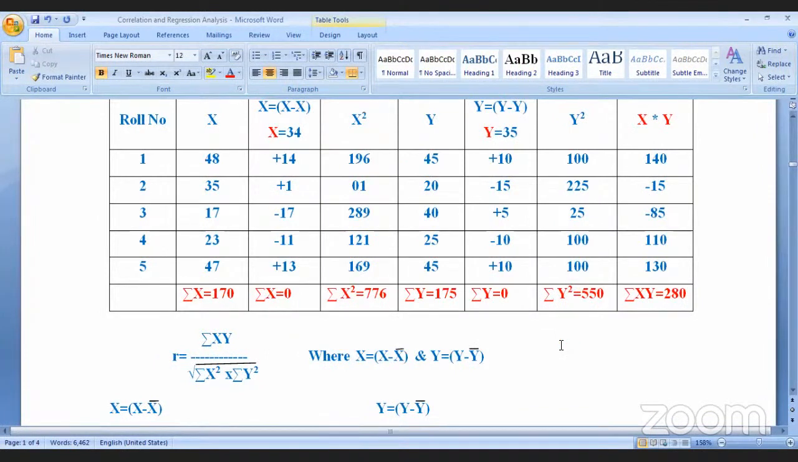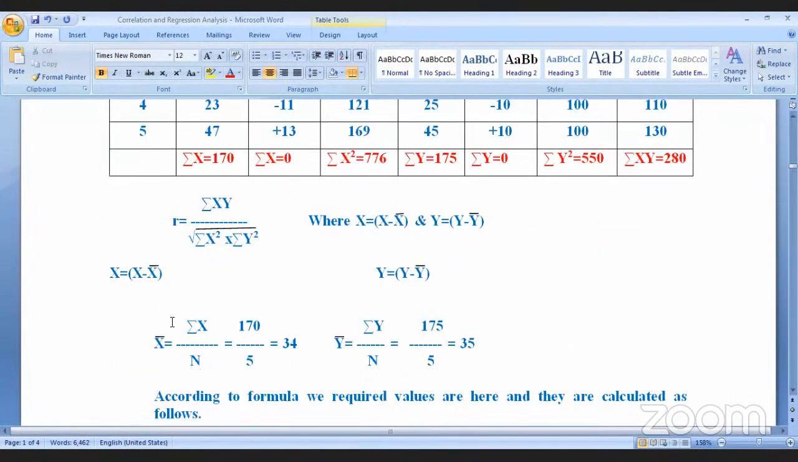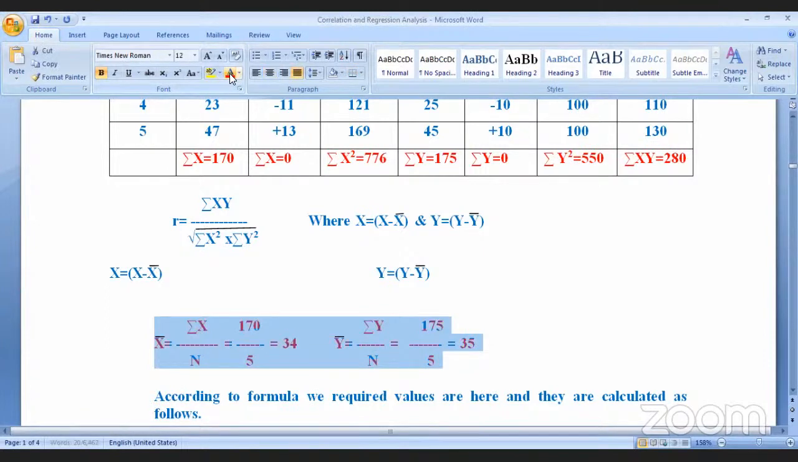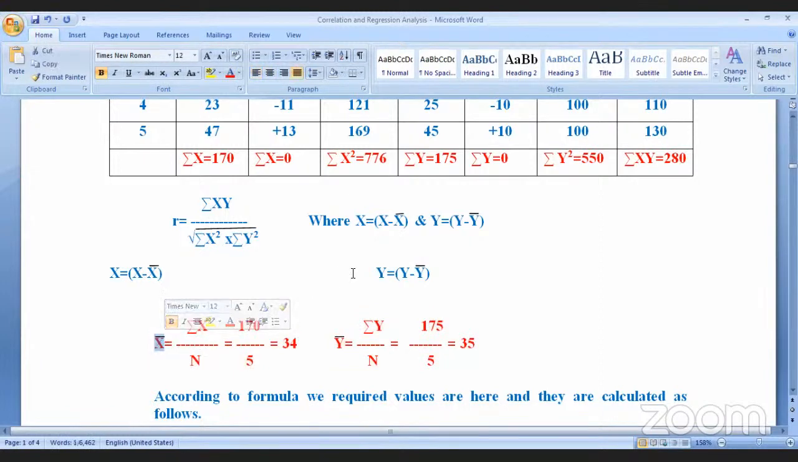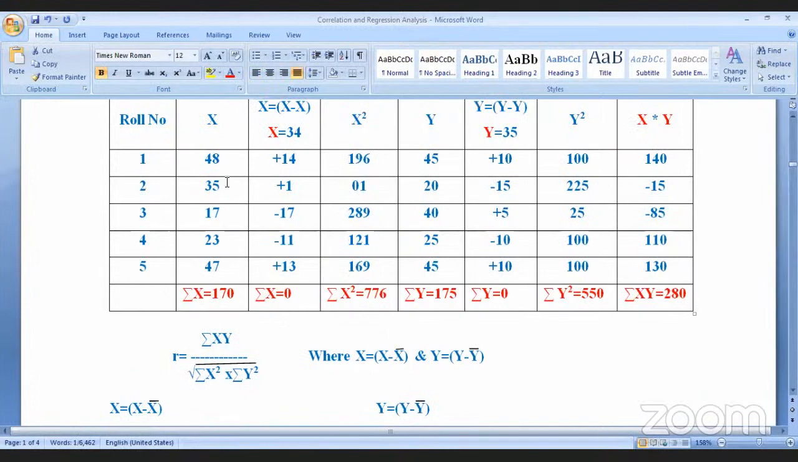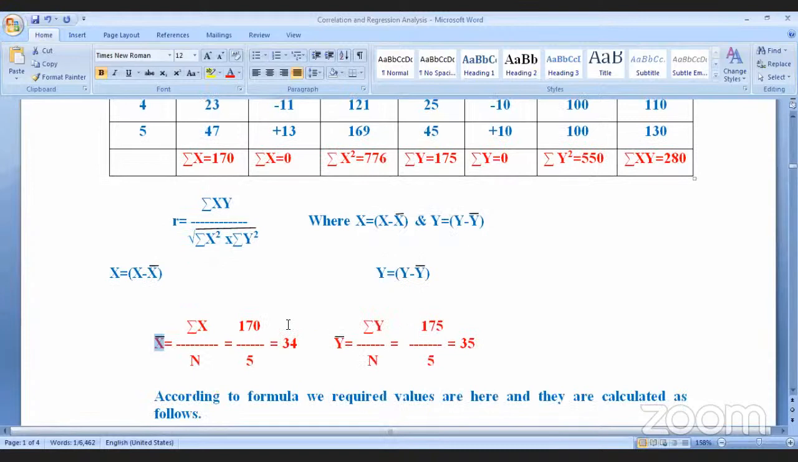The formula is sigma x by n, that is x bar and y bar. The averages we need to find out. See, the average x bar: 48, 35, 17, 23, 47, the sum is 170. 170 divided by 5, that is 34. See, the value is a whole number. 34 is not in decimal or in fraction.